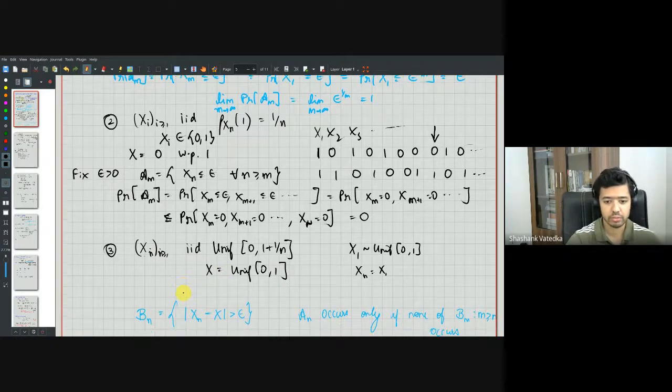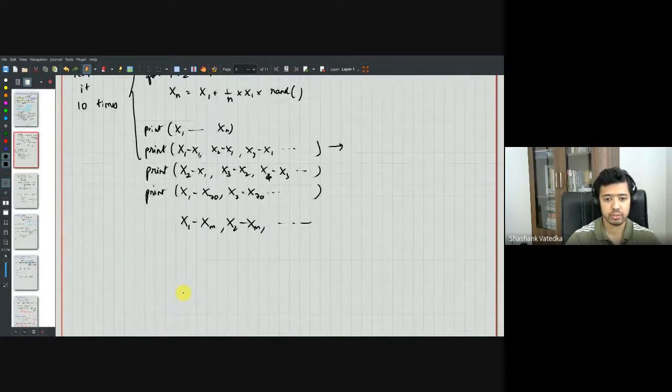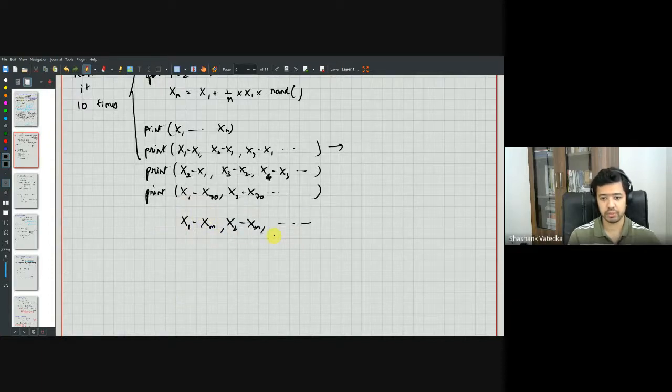All right. So a sequence of this form is typically called a Cauchy sequence. Basically, it is the difference between terms, and convergence happens if and only if this sequence converges to 0.